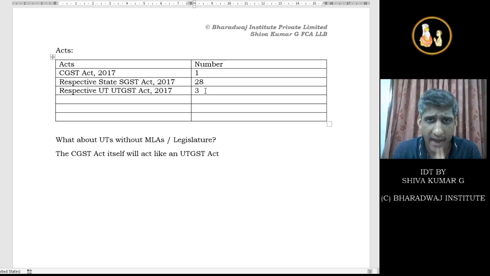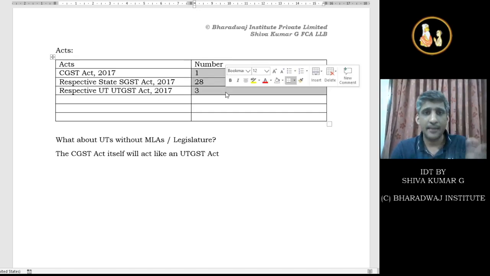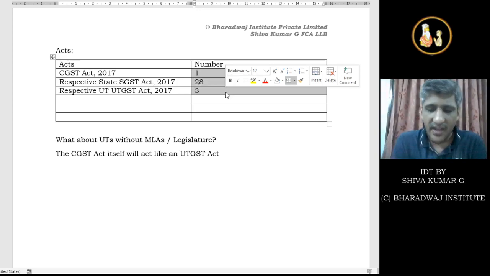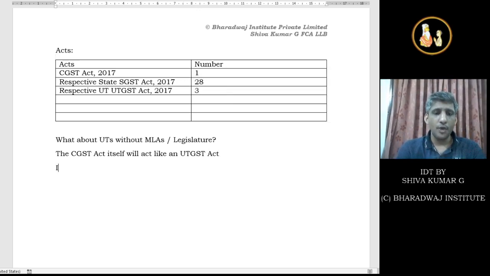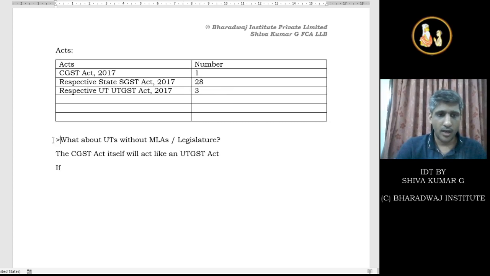All 32 acts will look the same. Why? All 32 acts come only from the GST Council. This GST Act was adopted by the central government and also by all the state and union territory governments. Therefore, all 32 acts will look the same. If you go to CGST section 5 and SGST section 5, they will look verbatim the same. This is question number 1.